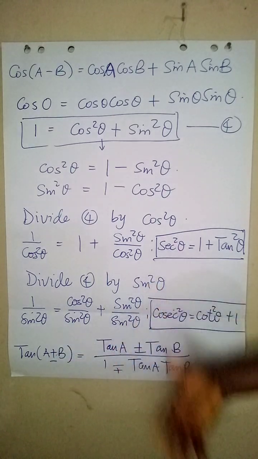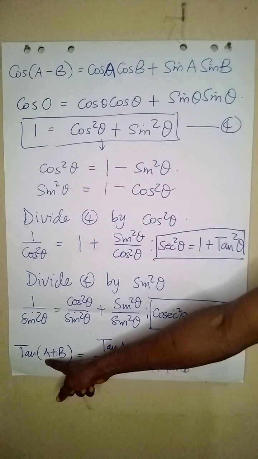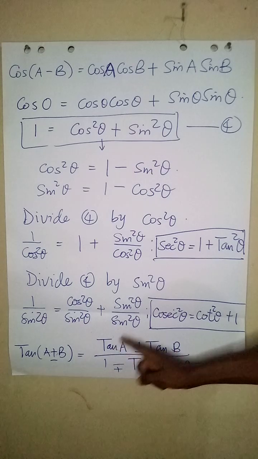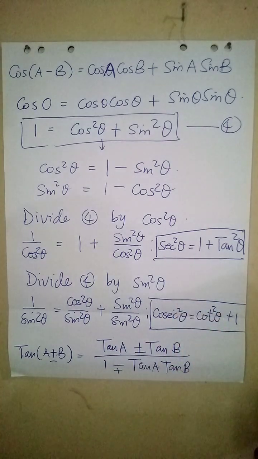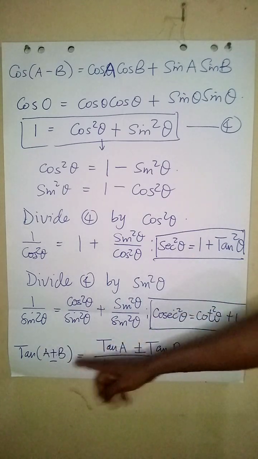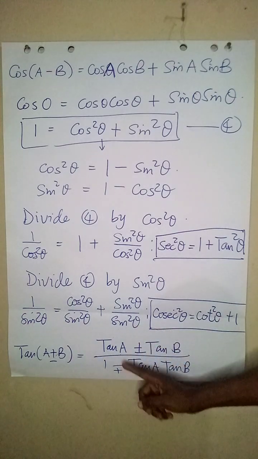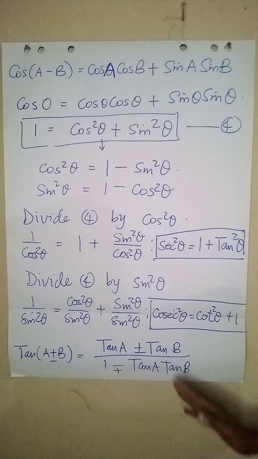You can also, as a personal exercise, change this to theta and this to theta. You're going to have tan 2 theta. You're going to have tan theta plus tan theta, and that's going to be 2 tan theta. So you'll have tan 2 theta equals 2 tan theta over 1 minus tan square theta. That's going to be tan theta times tan theta below.